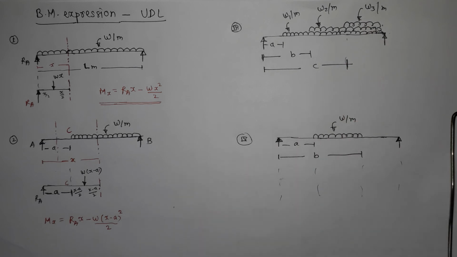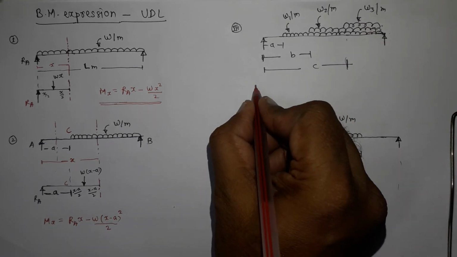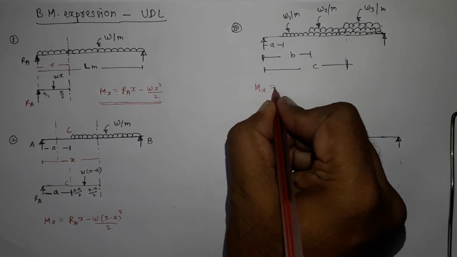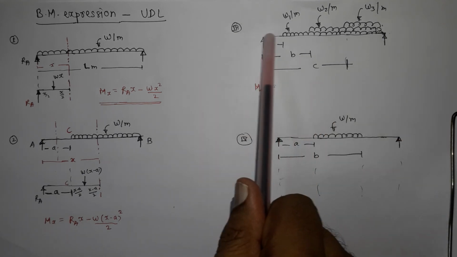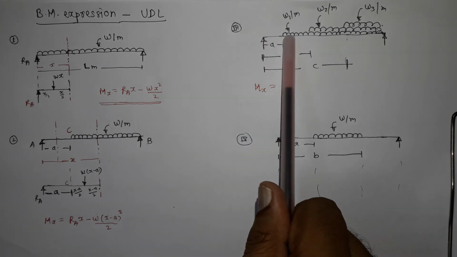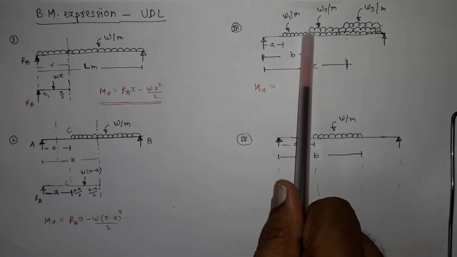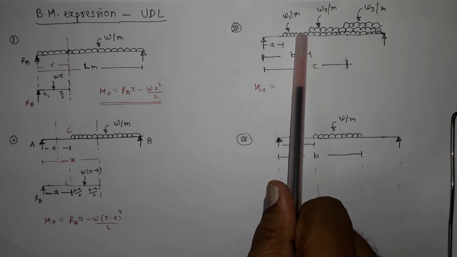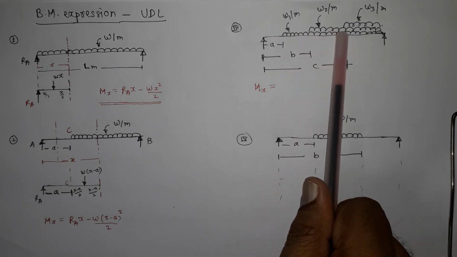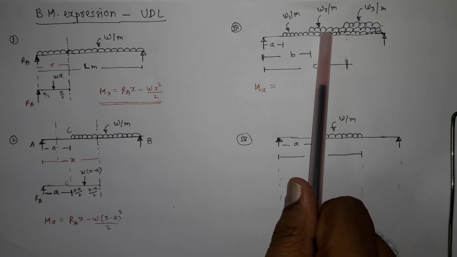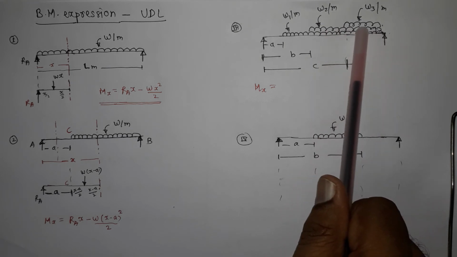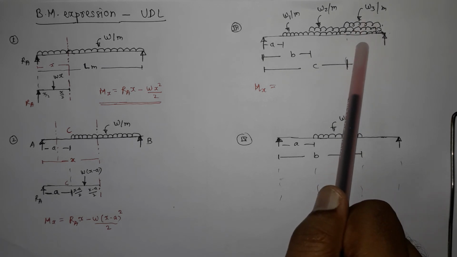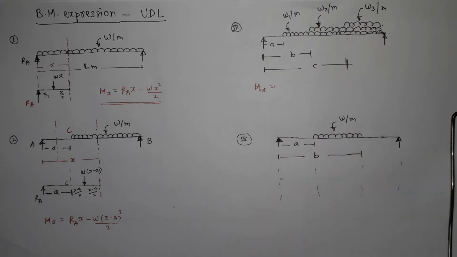Now if I want to write the bending moment expression for this beam with this much loading, then I will have to check the number of subspans. This is the first subspan which is of length A. Then there is a second subspan on which the first UDL is acting. Then there is one more subspan on which two UDLs are acting, W1 and W2 per meter. There is a third subspan on which W1, W2, W3 are acting. So I can write the bending moment expression like this.